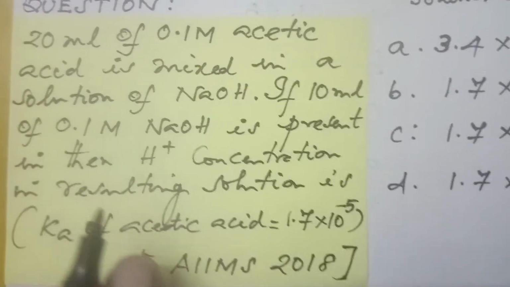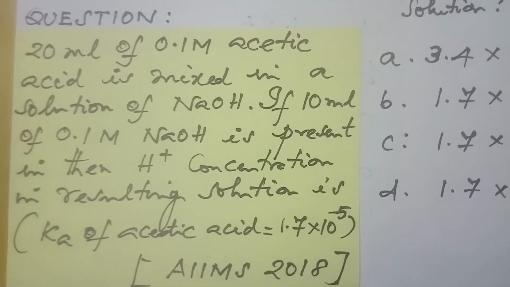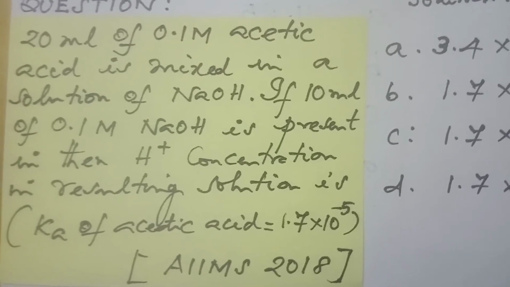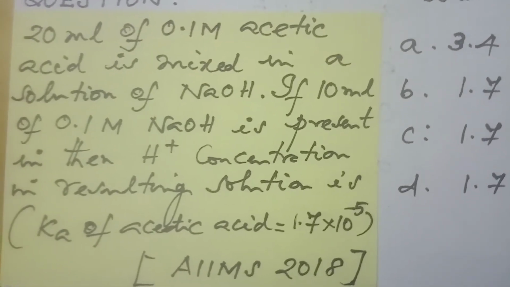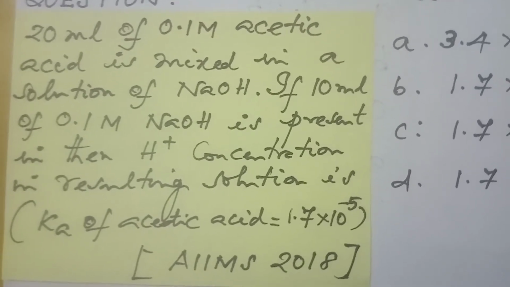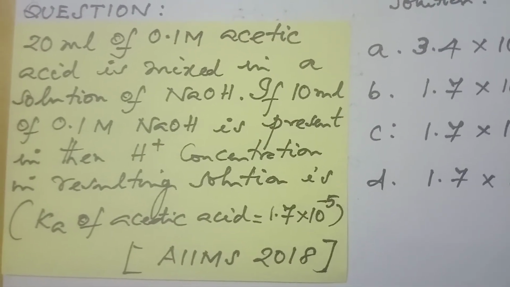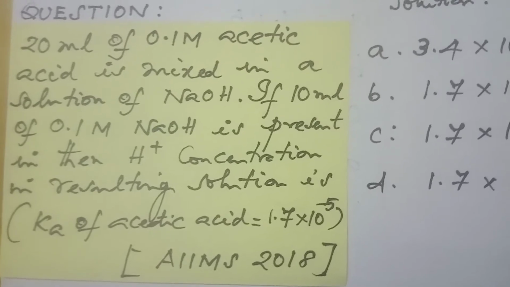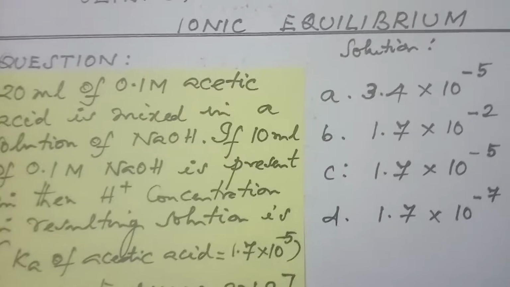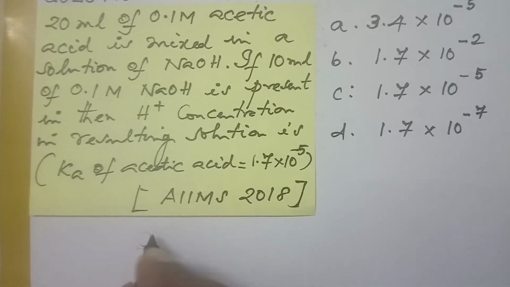20 ml of 0.1 M acetic acid is mixed with a solution of sodium hydroxide. If 10 ml of 0.1 M NaOH is present, then the H plus concentration in the resulting solution is the question, and Ka of acetic acid is given. AIIMS 2018. So now let us analyze the question. The chemicals available are, first one, acetic acid.